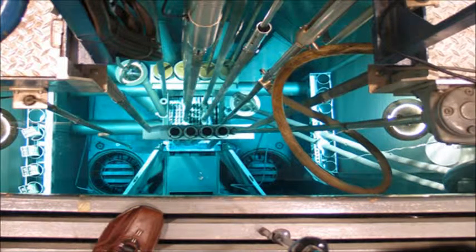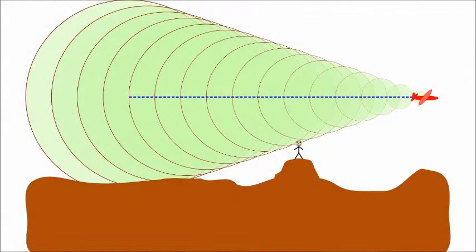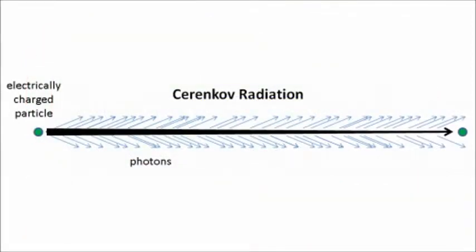The Cherenkov effect is similar to a sonic boom, but with light instead of sound. When an object travels faster than the speed of sound, it creates a shock wave that can be heard as the boom in the wake of a supersonic jet. Cherenkov radiation is released when a particle moves faster than the speed of light.